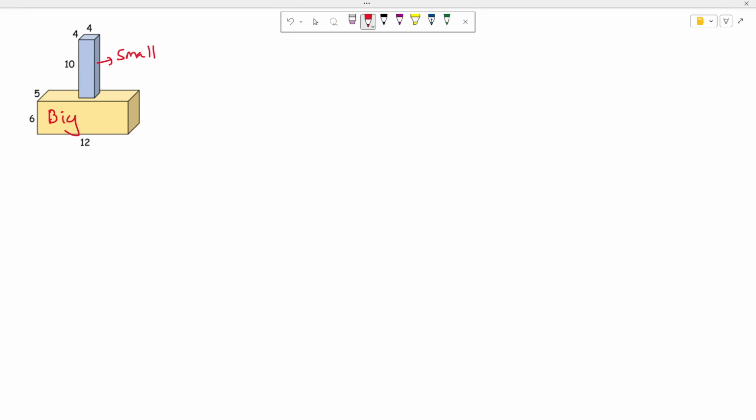So first of all, we are going to find the surface area of the big rectangular prism. Now in order for us to find the area of the rectangular prism, we have the formula 2LW plus 2LH plus 2WH, right guys? L stands for length, W stands for width, and H stands for height. So 12 is our length. So let's write it down: the length is equal to 12, the width is equal to 5, and the height is equal to 6, right guys?